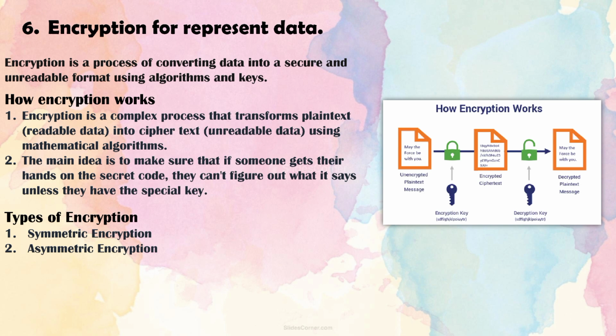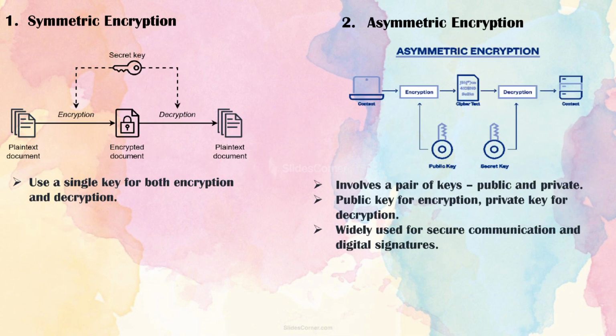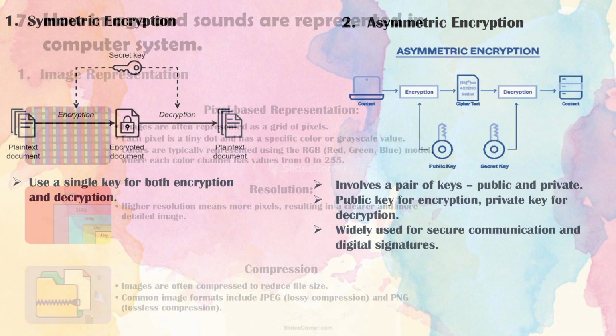Types of encryption: symmetric encryption, asymmetric encryption. Symmetric encryption uses a single key for both encryption and decryption. Asymmetric encryption involves a pair of keys, public and private. Public keys are for encryption, private keys are for decryption.